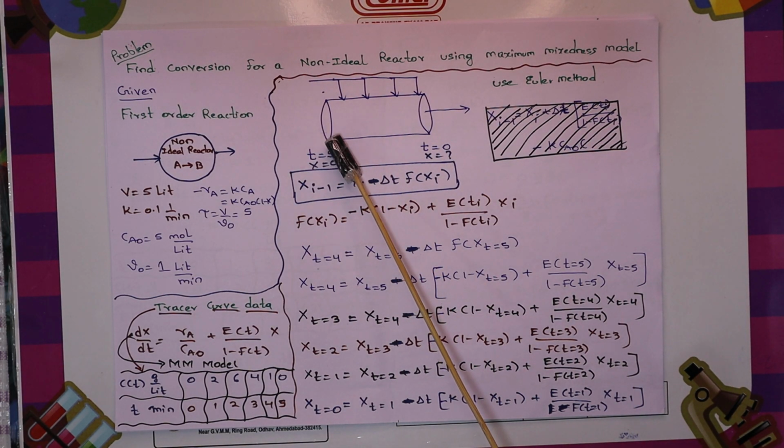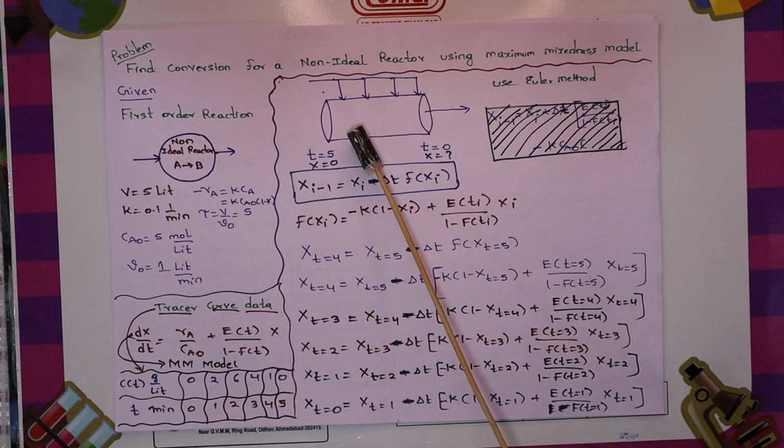You have to go from time t equal to 5 to time t equal to 0. That means here the conversion is close to 0, and here the conversion is 1. That means you have to start from conversion close to 0 to the maximum conversion. So you have to integrate from time t equal to 5, come back to time t equal to 4, 3, 2, 1, because the data is given at 5, 4, 3, 2, 1, 0. So you have to start with time t equal to 5 to time t equal to 0.